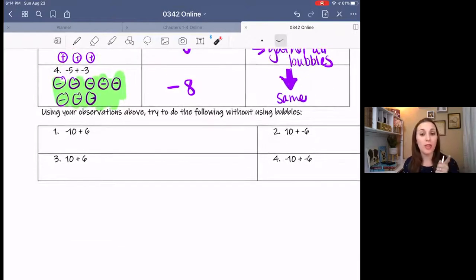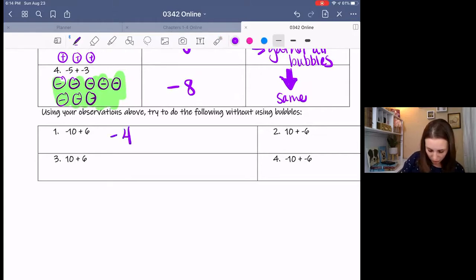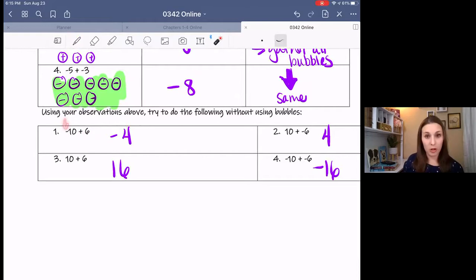Pause it. Try these without bubbles and see what you get. When you're done, hit play. You should get negative 4, positive 4, positive 16, negative 16. So we had different signs. I subtracted. I took the sign of the larger. Different signs, I subtracted, took the sign of the larger. Same signs, add. Same signs, add. That's it. Super simple, super fast.